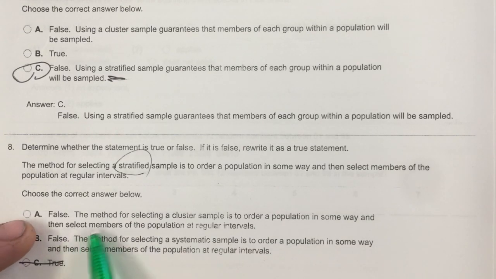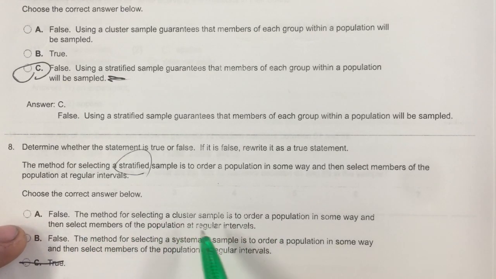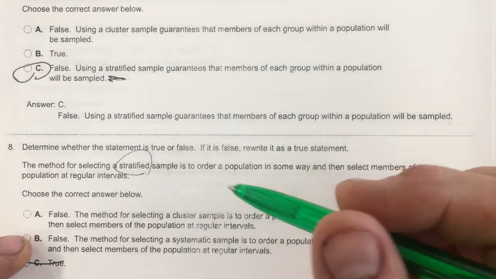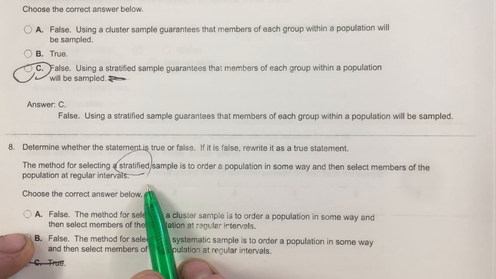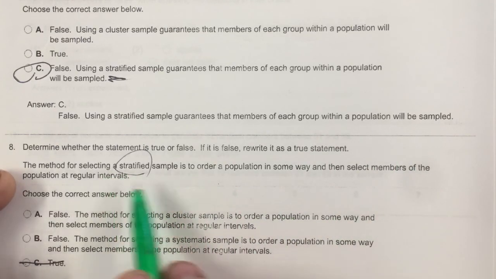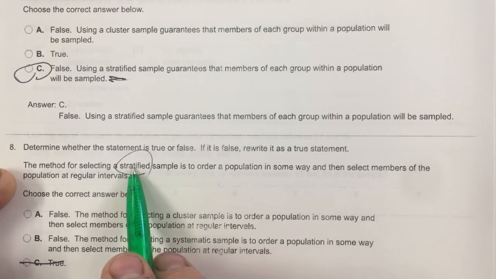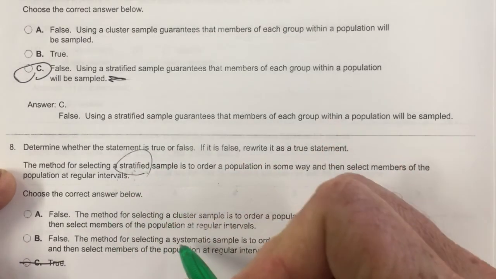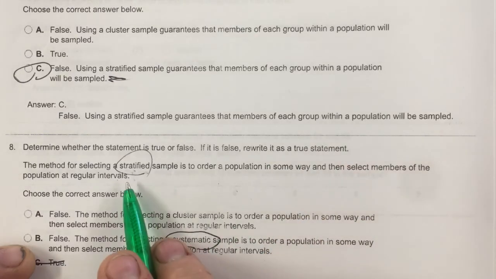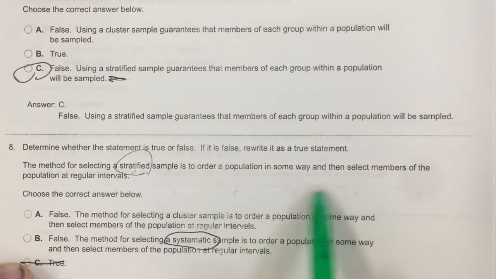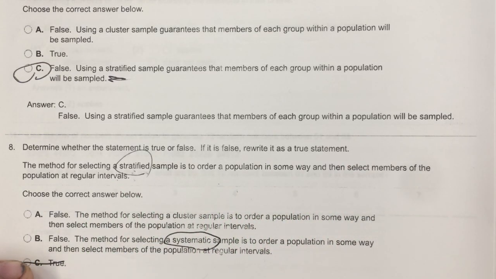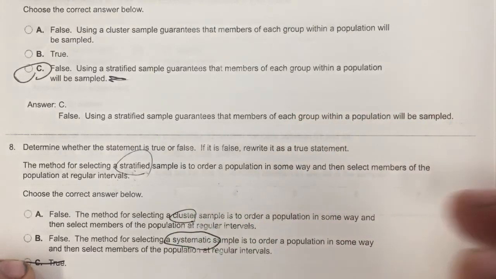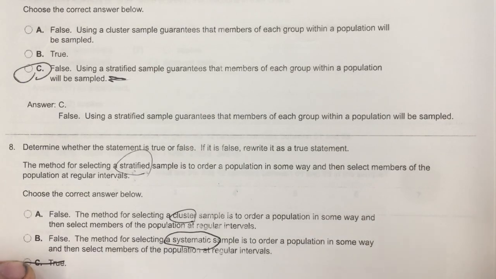So let's see here. The method for selecting a cluster sample. No, we're talking about... Okay, wait a minute. I see what it's doing. This is not stratified. This is a systematic way. So I think it should be: a systematic sample is to order a population in some way and then select members from the population at regular intervals. A cluster is where you put them in a cluster and you select everybody from that one cluster.